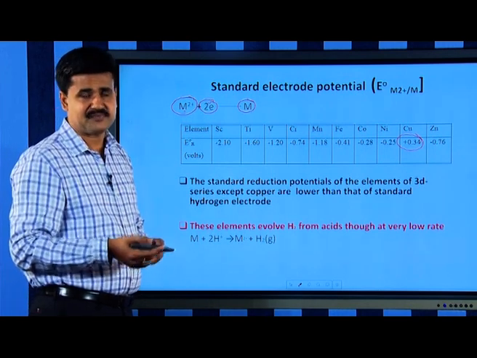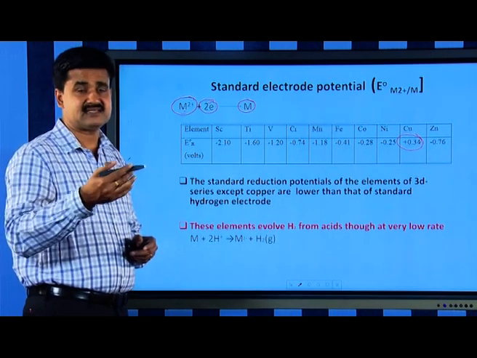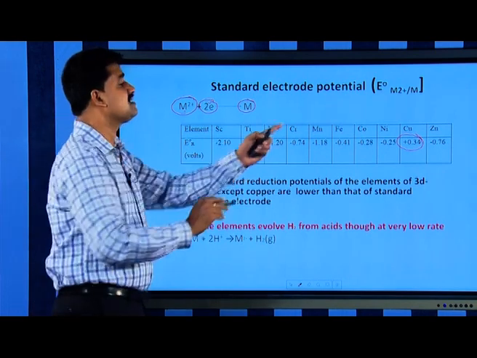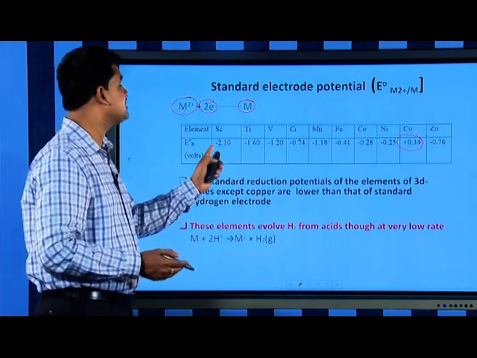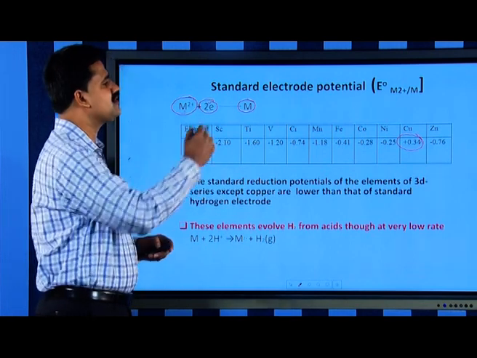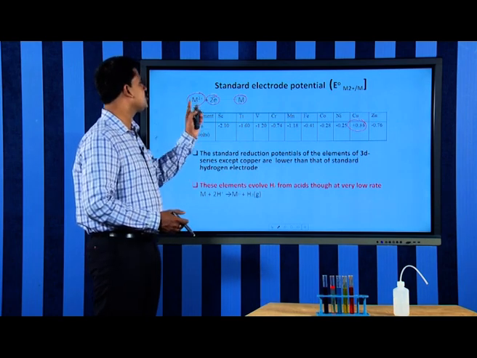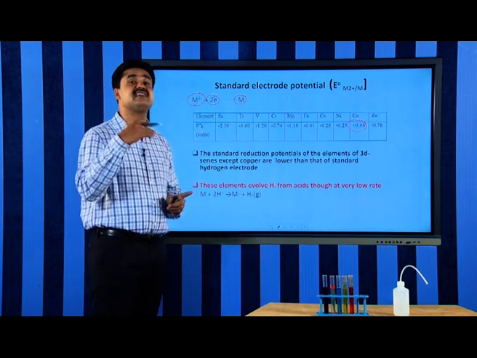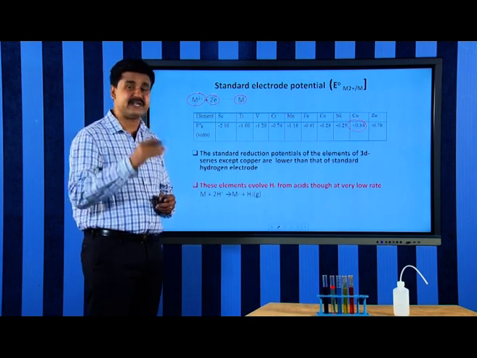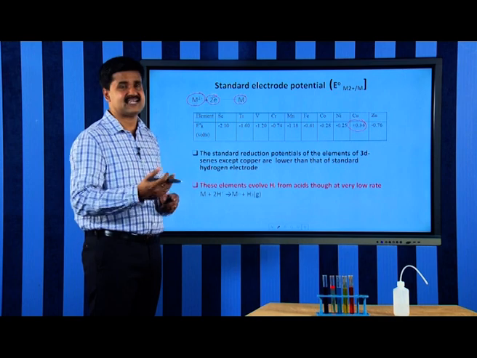Metals are electropositive and hence they are associated with high oxidation potential values. That means they have low reduction potential values. That is correct in the case of all metals except copper. For scandium it is minus 2.10, for titanium minus 1.60, some variation can be observed. Thus in the case of copper, the conversion of Cu2+ to Cu is a very favorable process. That means copper has a greater tendency to get reduced, whereas other metals have a greater tendency to get oxidized.